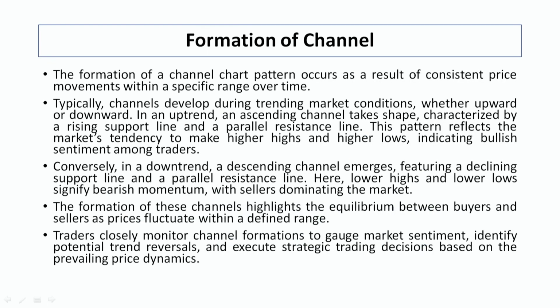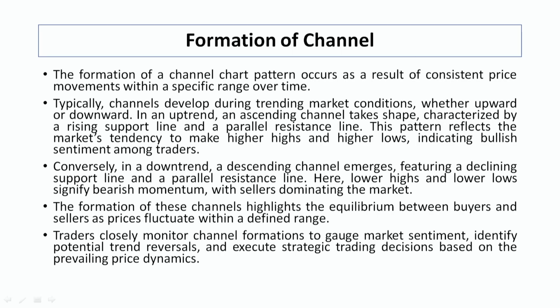Now, how are these channels formed? The formation of channel patterns occurs as a result of consistent price movement within a specific range over a period of time. If the prices are continuously fluctuating, in that situation we cannot form the channels. If the stock market is range bound, in that situation we can easily go for formation of channels. Typically, channels develop during trending market conditions when an uptrend or downtrend is there, and with the help of uptrend and downtrend we can identify the channels.